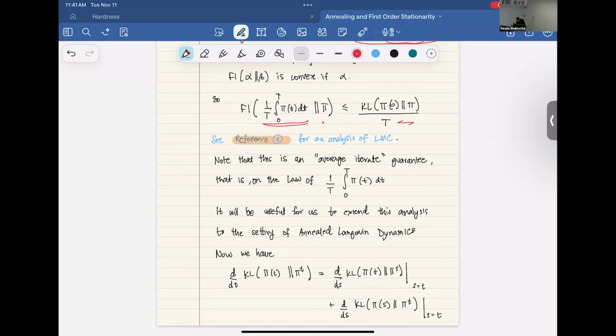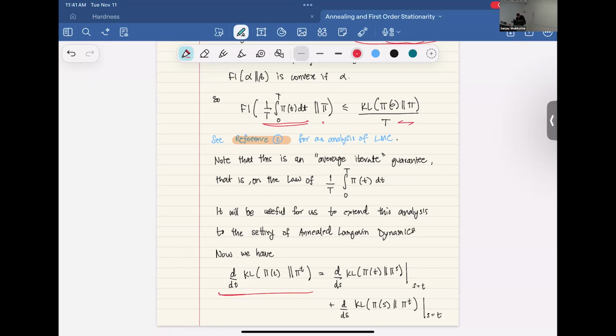the discretization. So this is the quantity that we're now going to care about: the rate at which the KL distance between pi of t, which is your iterate, and pi superscript t, which is your path, changes. Pi superscript t is like the path that we were talking about in the annealed Langevin dynamics setting. Like you're targeting a changing distribution, and pi superscript t is the distribution at time t.